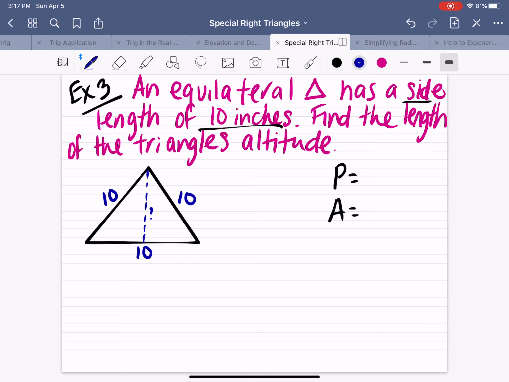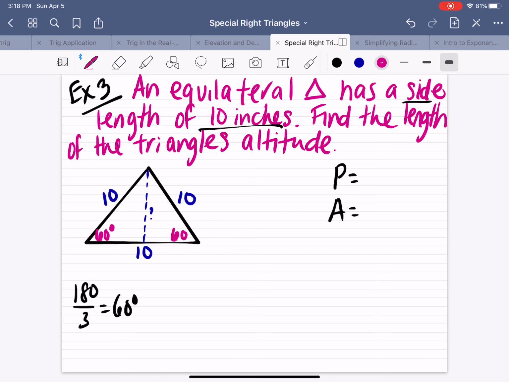Now, the problem said we have an equilateral triangle. So you have to know that an equilateral triangle has equal sides, which you already know, 10, 10, 10. But it also has equal angles. And remember, the sum of the angles in a triangle is 180. If you divide that by 3, you get 60. So each angle is 60 degrees. So this is 60, this is 60.